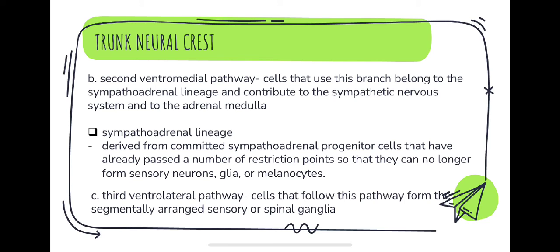Lastly, the third is the ventrolateral pathway. Cells that follow this pathway form the segmentally arranged sensory or spinal ganglia. A spinal ganglion is a cluster of neurons.